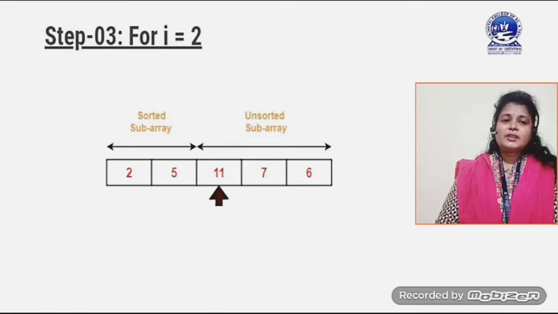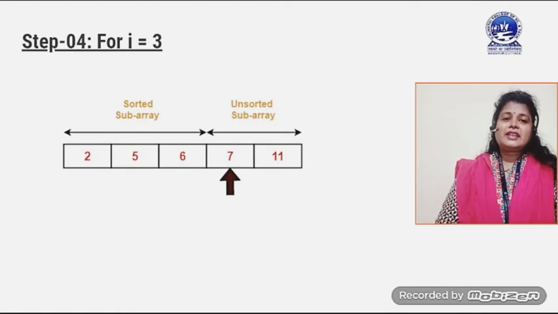Now we will take 11 and compare to find the next smallest value. We will compare 11 with 7, then 6, and we got that 6 is the next smallest element. So we will swap 6 with 11, and here the sorted subarray consists of 2, 5, 6, and the unsorted subarray consists of 7 and 11.